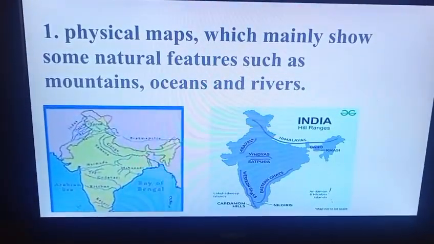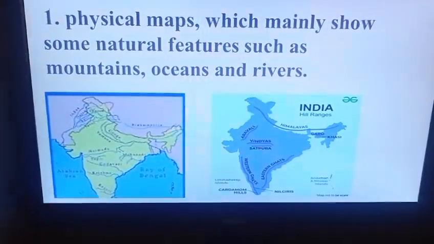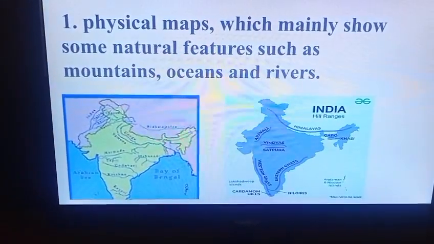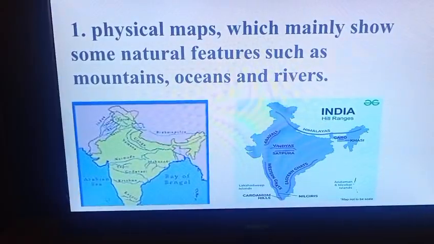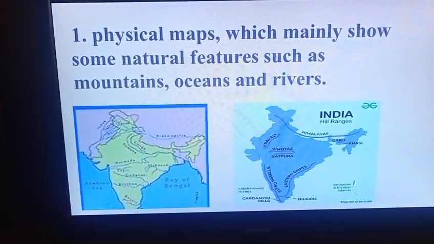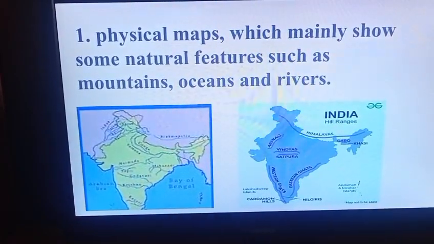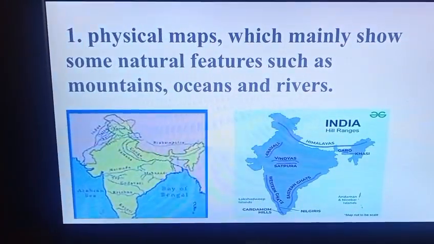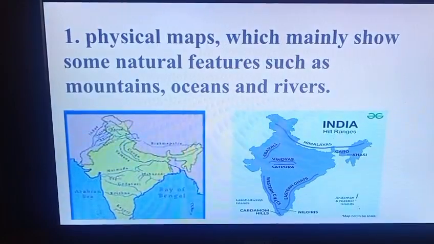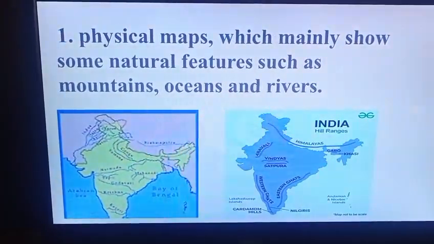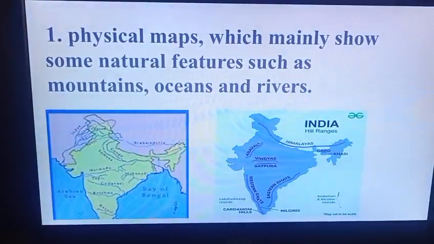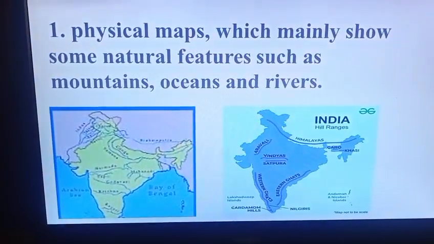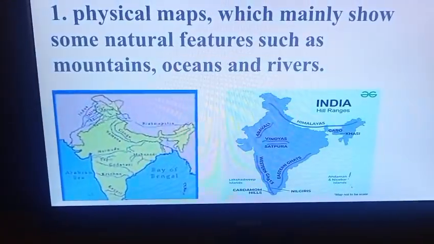This is the physical map. I think students can understand these 2 different types of maps I have given for your better understanding. The first one is the physical map, where we are mainly seeing that some natural features are present, which are mountains, oceans, rivers, etc. That means a physical map is a kind of map where we can represent different physical features of our world. What are the physical features? That means the natural features, which we get directly from nature without any human intervention.